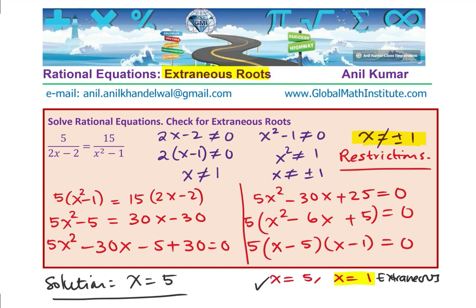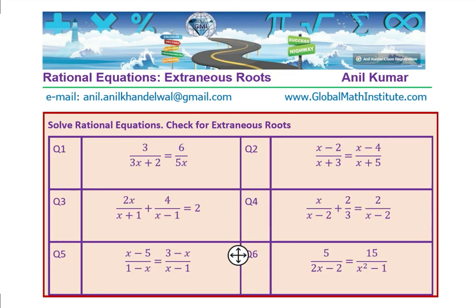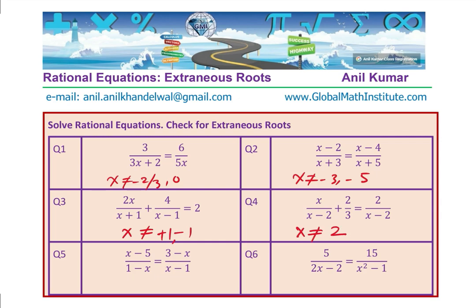Perfect. So now, let's summarize what we have learned. First thing to begin with is write down the restrictions, right? So x is not equal to minus 2 by 3 or 0, x not equal to minus 3 or minus 5, x not equal to plus 1 and minus 1, correct? x not equal to 2, x not equal to 1, x not equal to 1 and minus 1, correct?